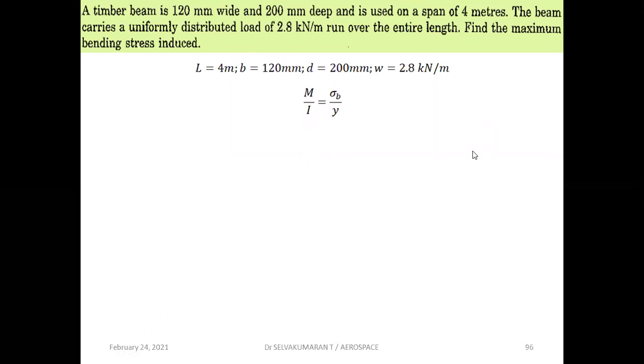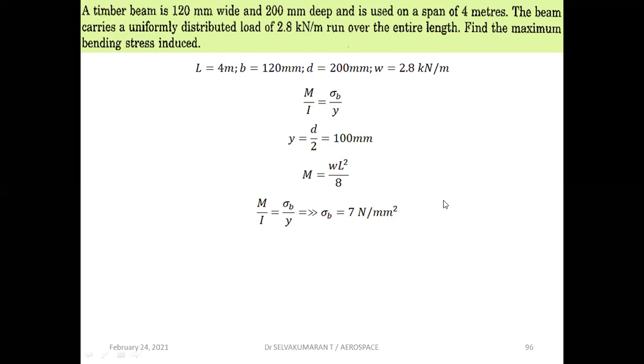So M by I is equal to sigma b by y. y is equal to d by 2, depth by 2, 200 by 2 is 100 millimeter, and M is equal to WL square by 8 because it is a simply supported beam subjected to UDL for the entire length. So maximum bending moment is WL square by 8. So M by I is equal to sigma b by y. Sigma b is 7 Newton per millimeter square or 7 megapascal.